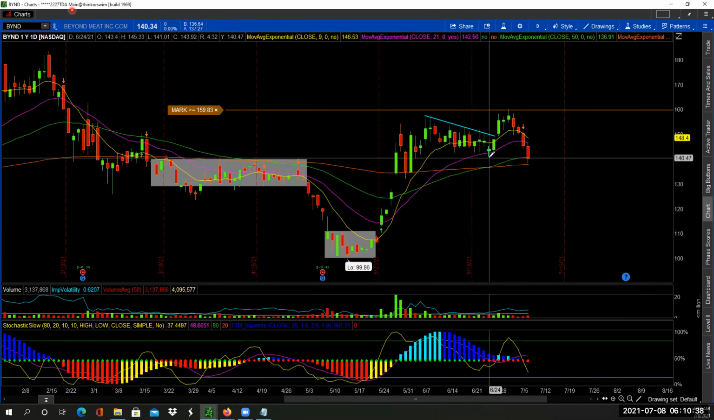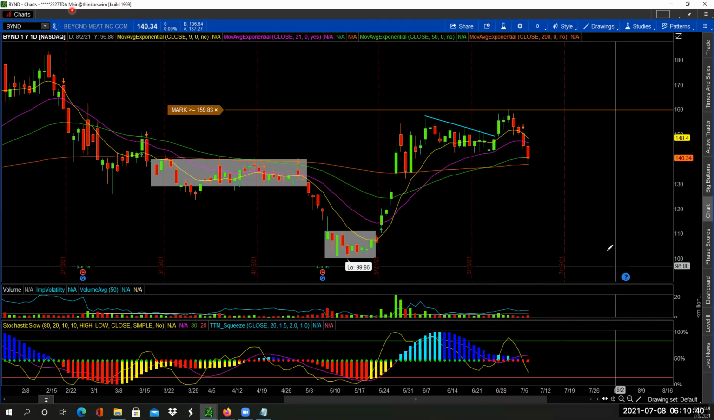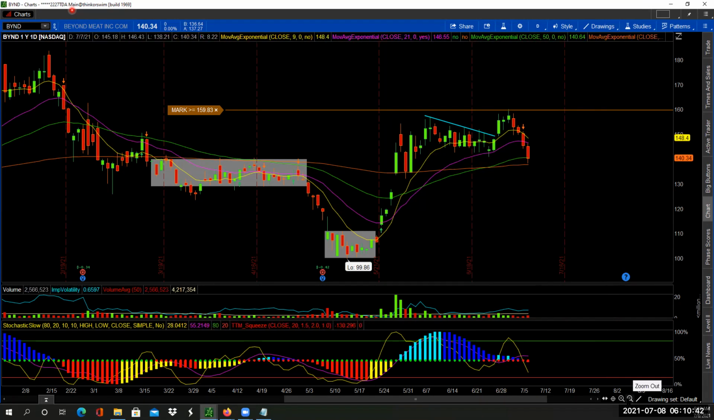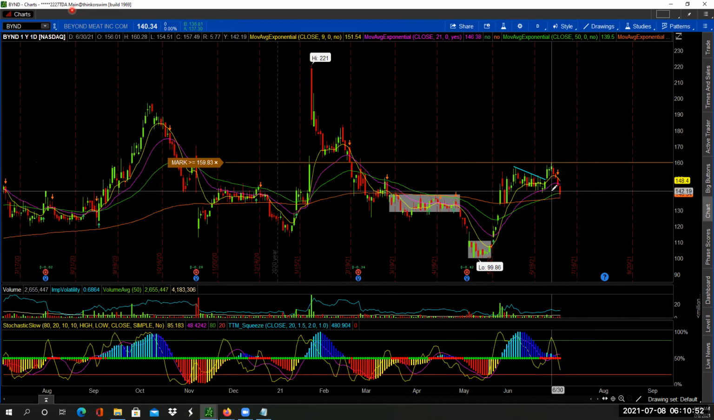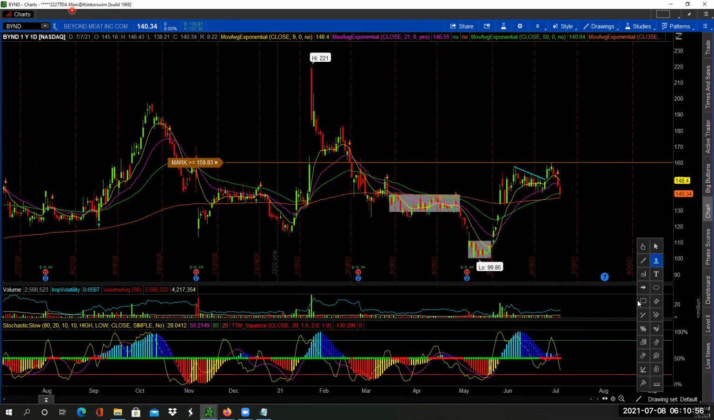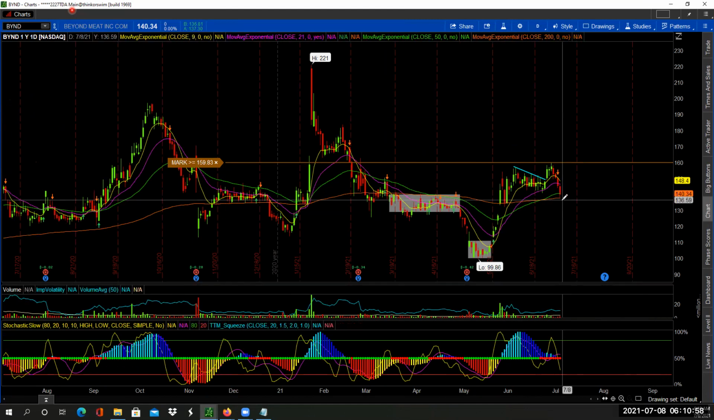If we zoom out a little bit more, you'll be able to see that at that range, 140, 141, that is the area. If you were to draw a zone, it hits that area, and then it bounces up or down. That tends to be the area where it likes to bunny hop and dance around, and then it moves.